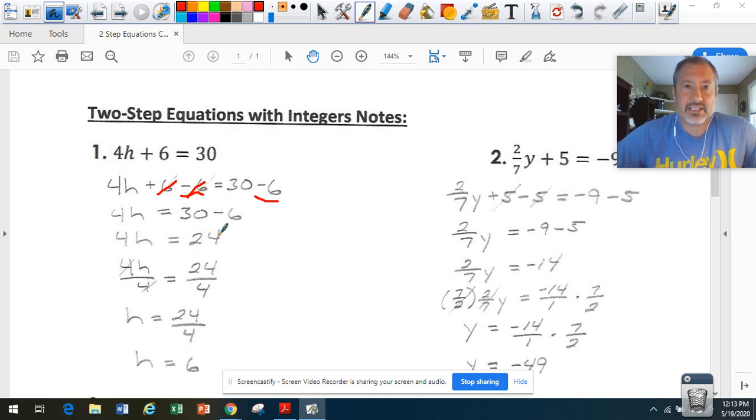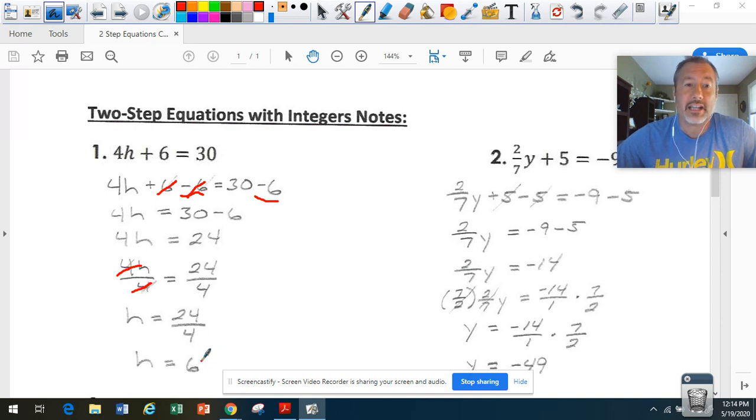Now it's tired of its girlfriend or boyfriend. It says, 4, I'm tired of you, I'm sick of you, you've got to go. What's happening between the 4 and the h now? It's being multiplied. The opposite of multiplication is division. So I'm going to divide both sides by 4. 4 over 4 is equal to 1, and all that I'm left with here is the h. We clean up our garbage. We're left with h equals 24 over 4, and finally we get h equals 6.